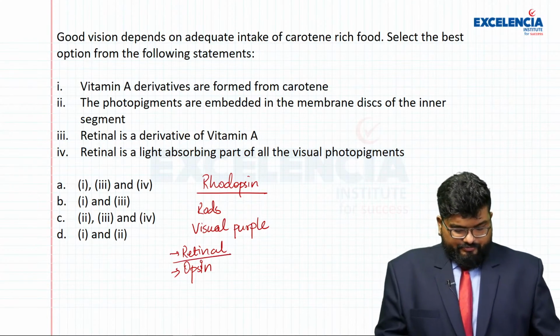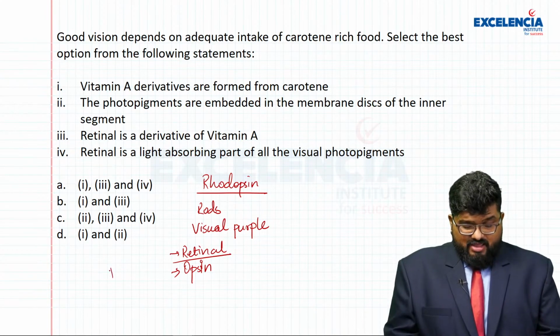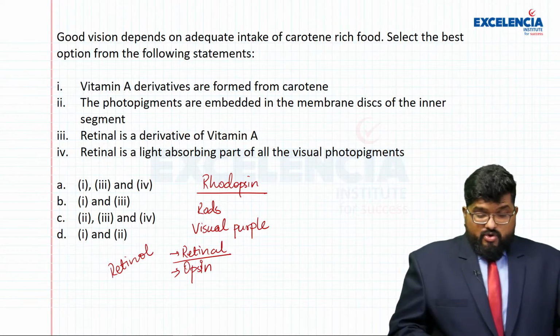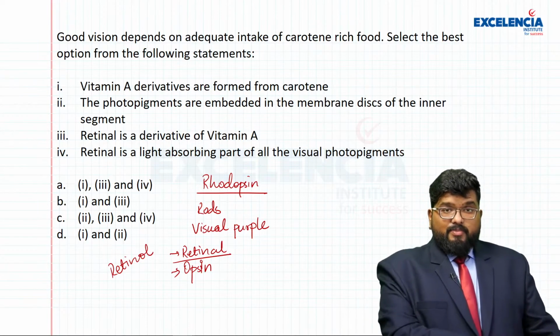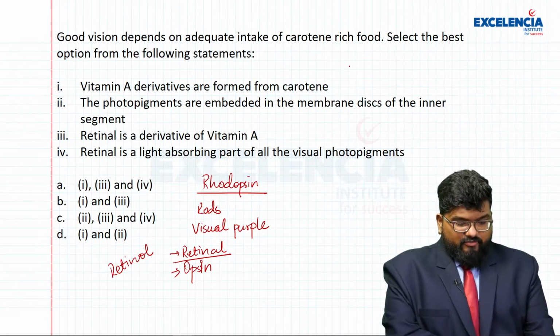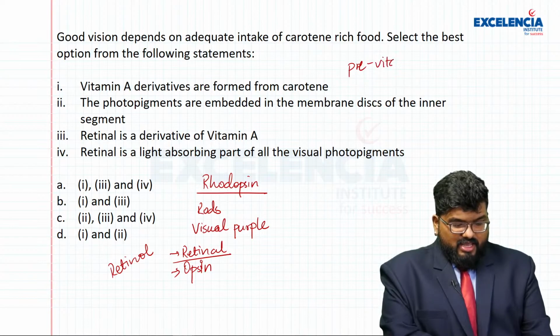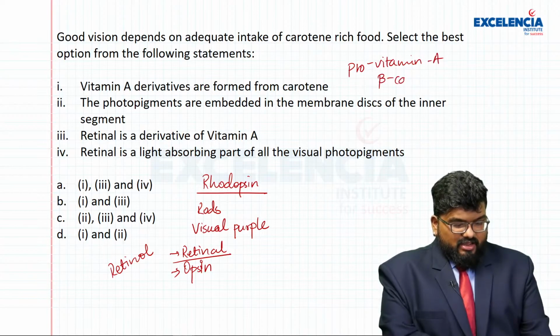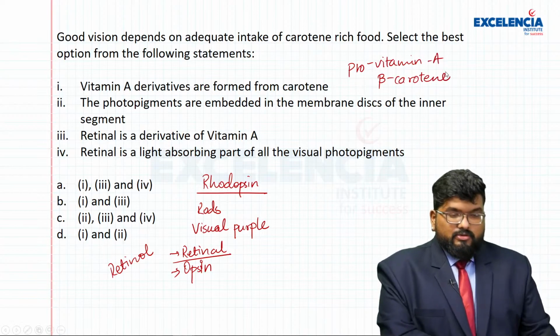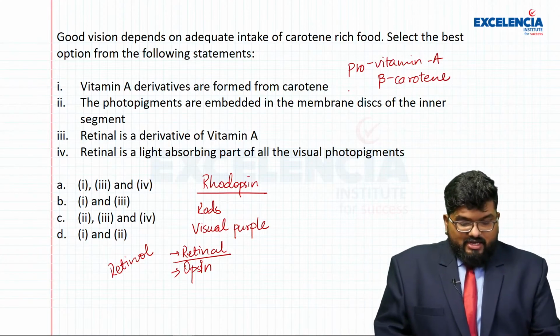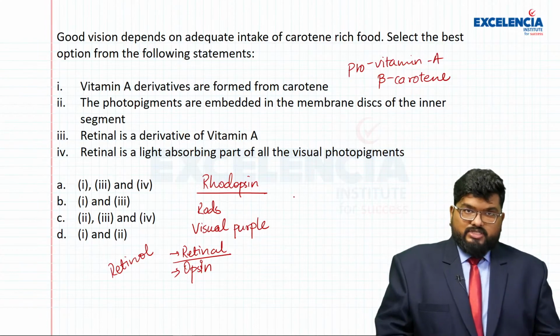So retinol is a derivative of vitamin A, right? The retinol is obtained from a pro-vitamin A molecule, which is called beta carotene. So vitamin A derivatives are formed from carotene.